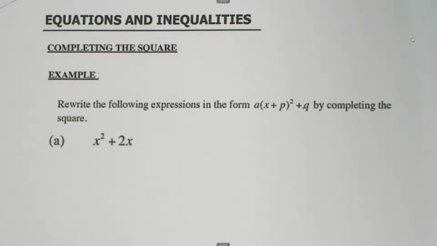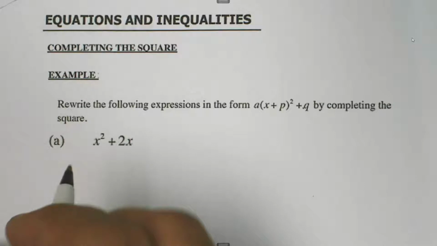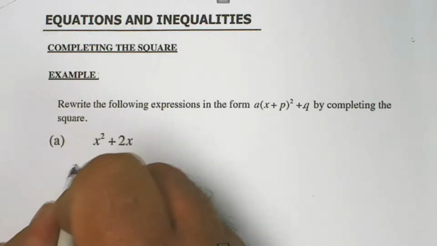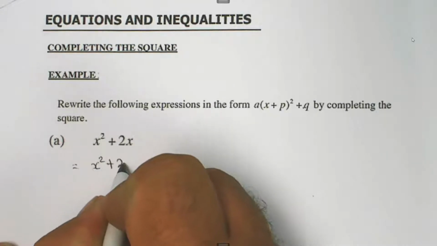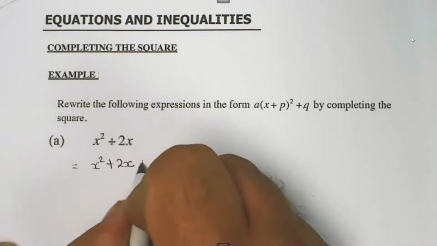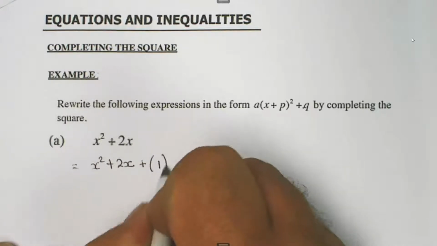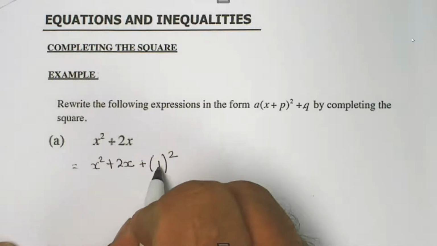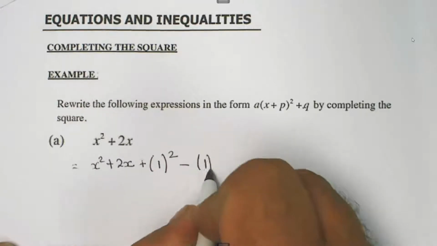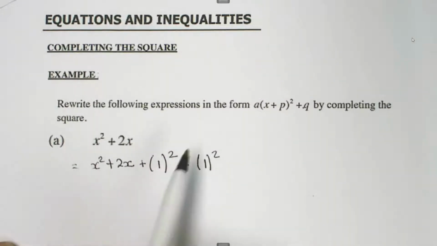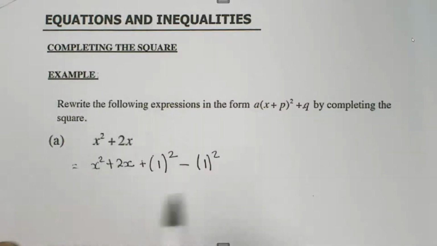The example is, write the following expression in the form a(x + b)² + q by completing the square. Now the first step in completing the square is to make the coefficient of x² 1. It is 1. The second step is keep the first two terms. Then you add half the coefficient of x. The coefficient of x is 2, so half of 2 is 1, and I square it. If I add 1 squared, then I subtract the same number in order to keep the expression. Because if you add 1 and subtract 1, then you've changed nothing, it remains x² + 2x.